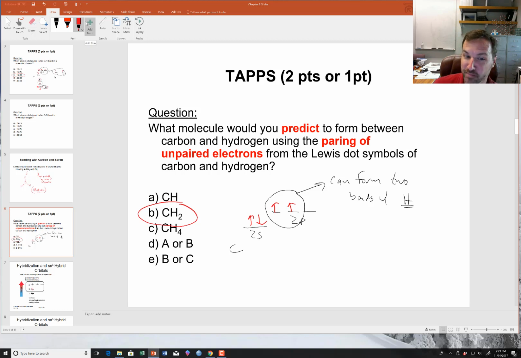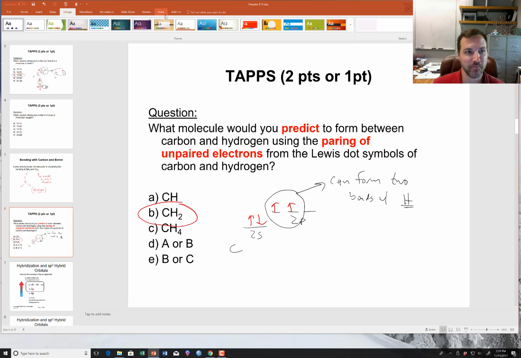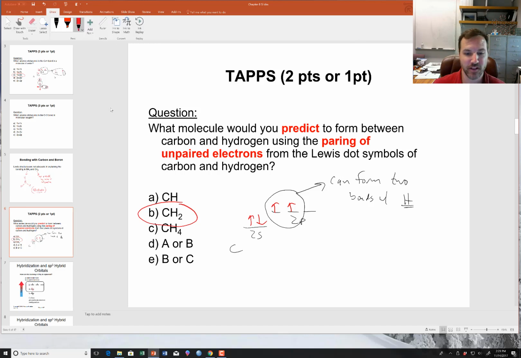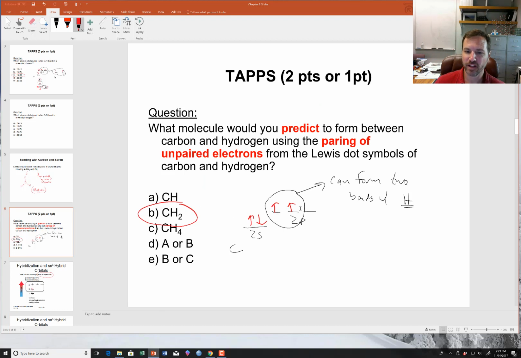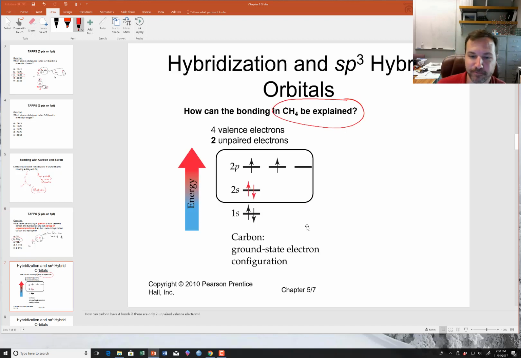However, as most of you selected, in reality CH4 is actually one of the more commonly observed molecules in which bonds form between carbon and hydrogen. And so the question is, well, how can we get CH4 if we're only predicting two bonds forming with hydrogen based on this valence electron configuration? And so, of course, we're going to use hybridization.